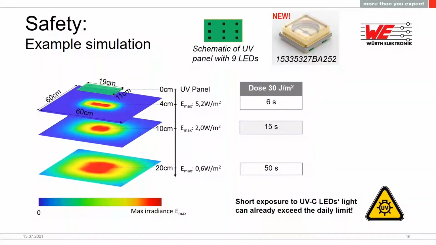I also want to show you an example simulation regarding safety with our UV panel that I showed earlier, to see how fast it's actually possible to achieve this maximum dose. If you're 20 centimeters away, you can achieve the dose of 30 joules per square meter in 50 seconds. When you're only 4 centimeters away, you only need 6 seconds of exposure to get this maximum dose. But if you get even closer, you might get it in below a second. So even short exposure to UVC light is dangerous and can already exceed the daily limit. You have to be really careful with this.